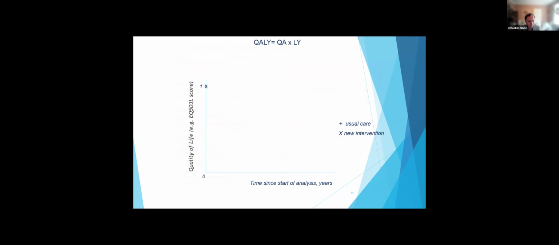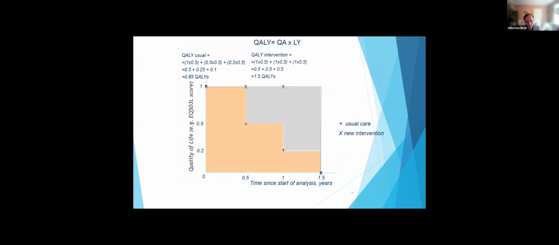You can then, as I said, fill it in over a period of time. So this is a slightly simpler example where we've got these time points: time point 0, 0.5, 1, and then 1.5 for both a usual care and a new intervention. And the way you calculate the quality of life score from that is you essentially join the dots and work out the area covered by the two different interventions.